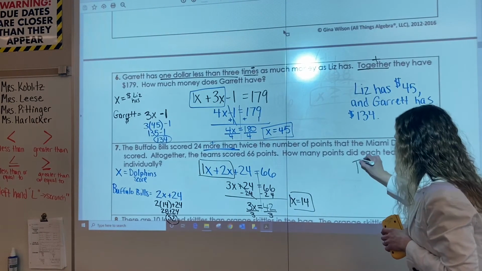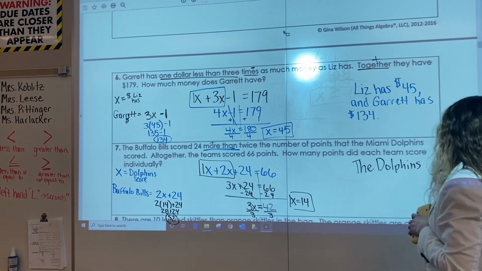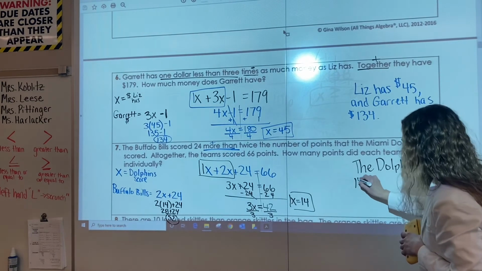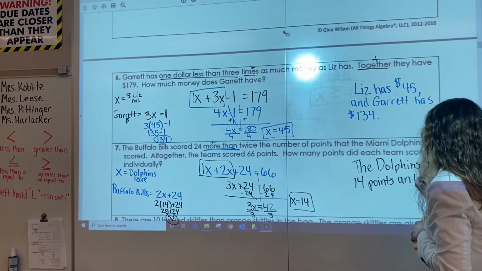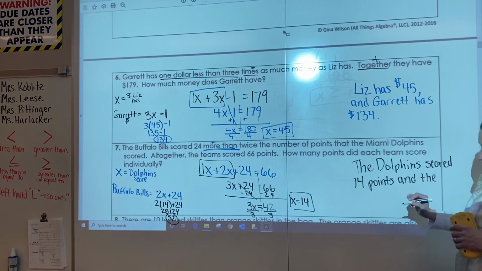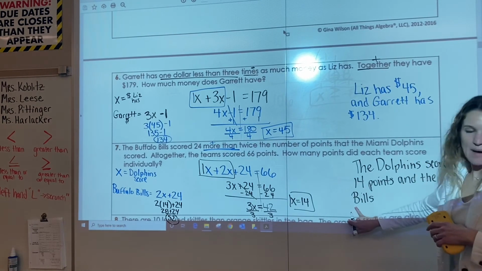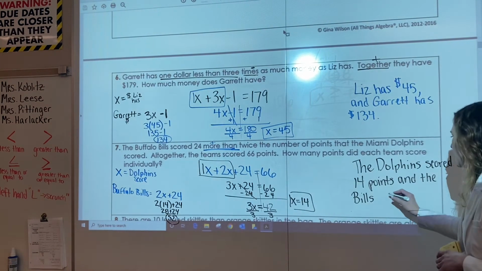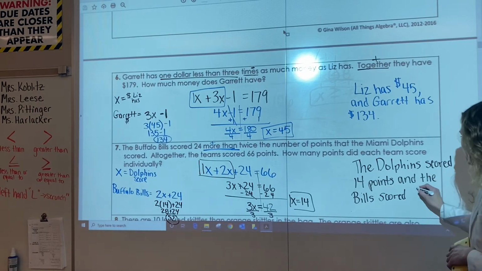The Dolphins scored 14 points. And the Bills, you keep that capitalized, then we know it's a proper noun. Bills scored 52 points.